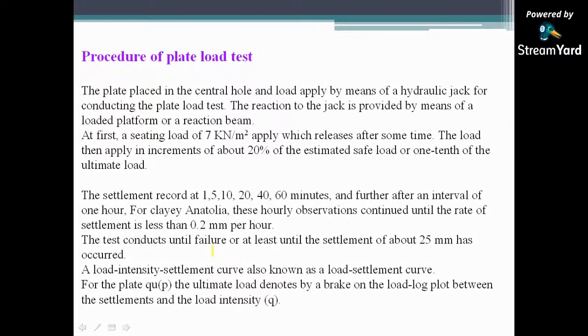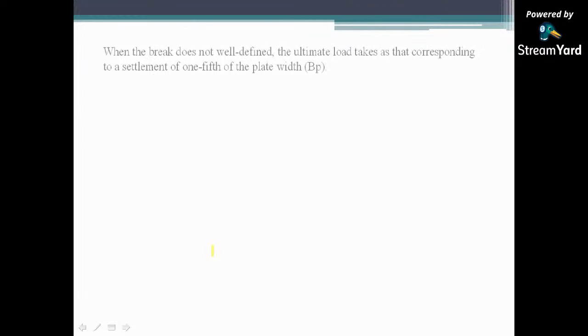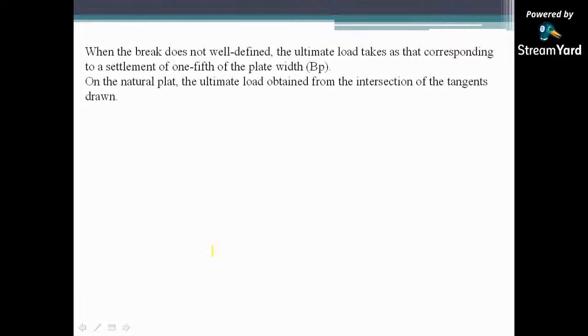The load intensity settlement curve, also known as a load settlement curve for the plate, Qup. Qu is the ultimate load, p is for plate. The ultimate load is denoted by the break on a log-log plot between the settlement and the load intensity q. When the break is not well defined, the ultimate load is taken as that corresponding to a settlement of 1/5 of the plate width. Alright. On the natural plot, the ultimate load is obtained from the intersection of the tangents drawn.